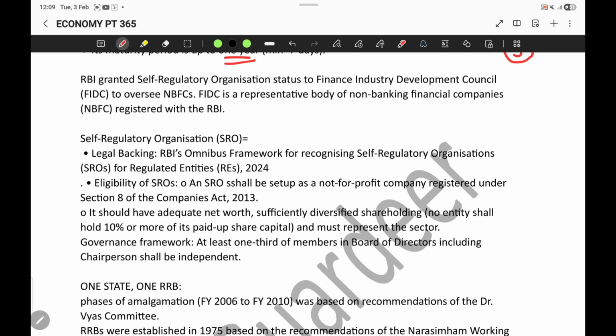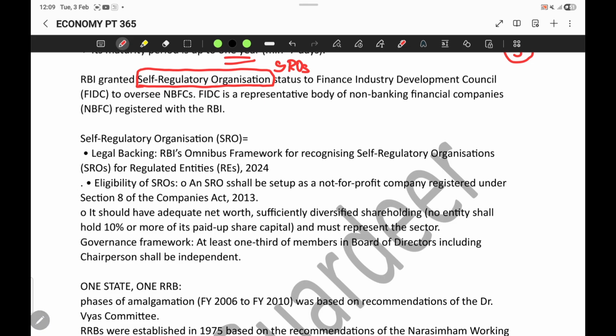Next comes the topic of self regulatory organizations, SROs. These SROs have been in the news for the past 2 to 3 years. So UPSC may throw a question on this any time. Okay, so let's know what these things are.